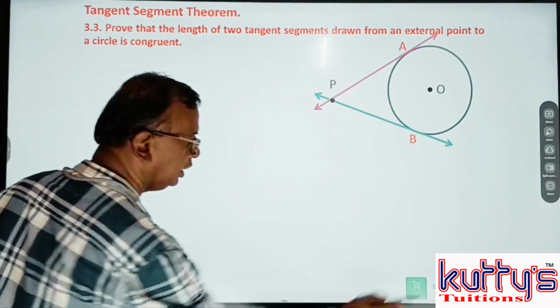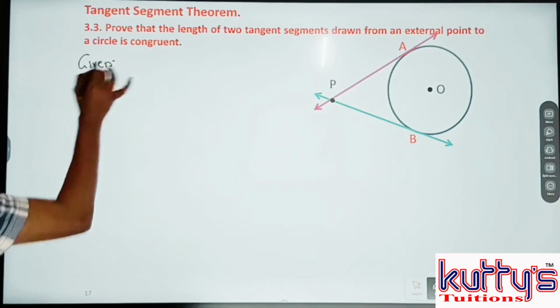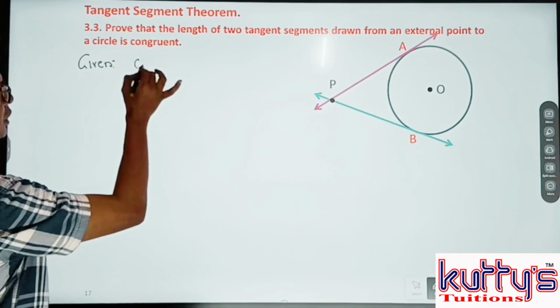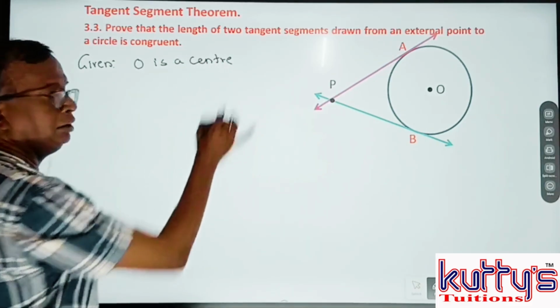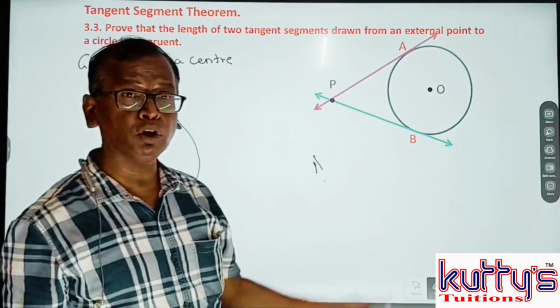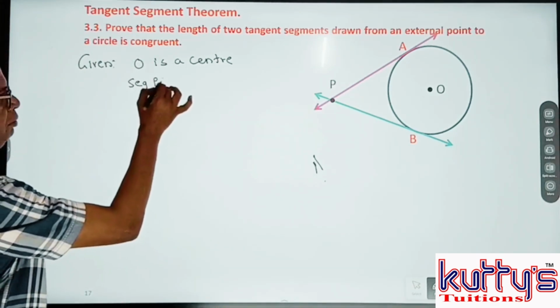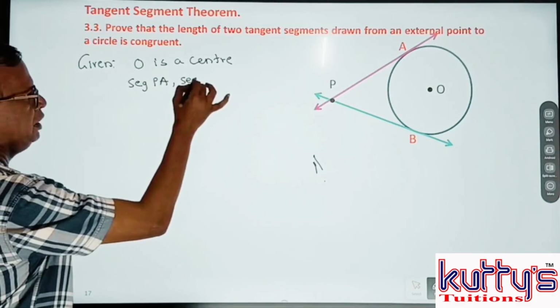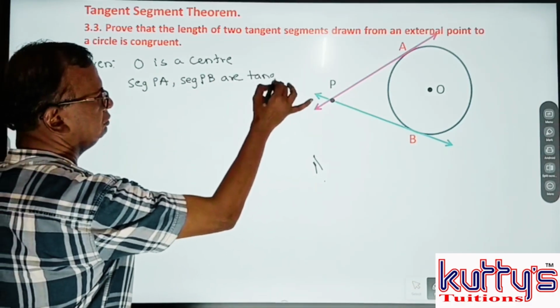What to write here? Listen carefully. Given. What is given here? O is the center. And PA and PB are what? They are tangent segments. Segment PA and segment PB are tangent segments.